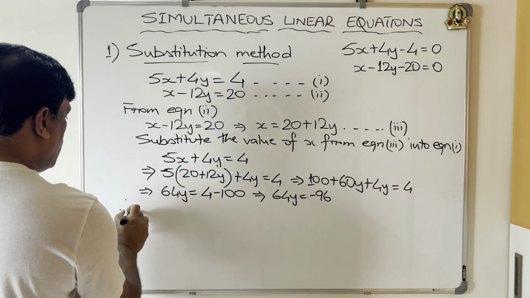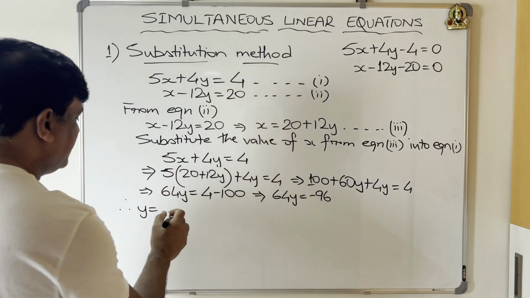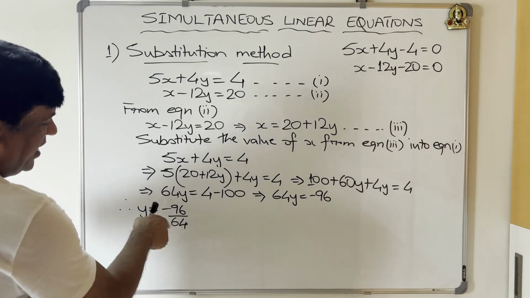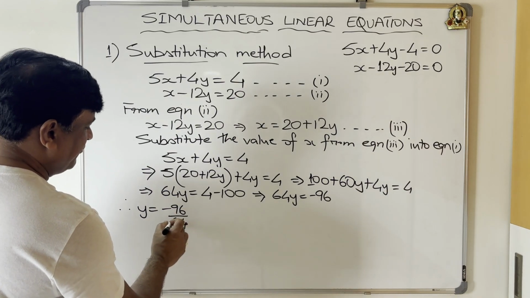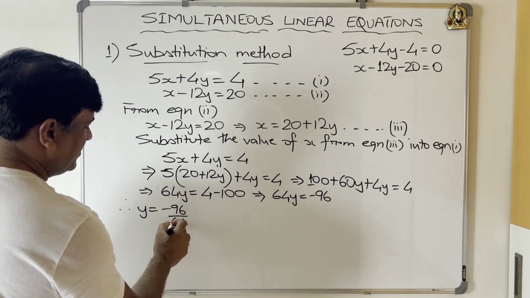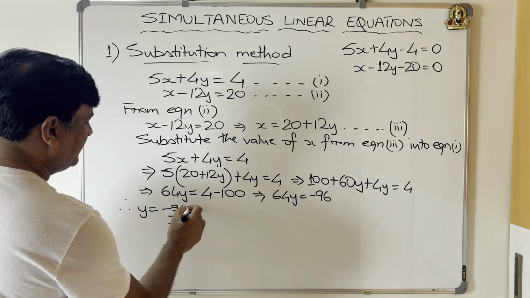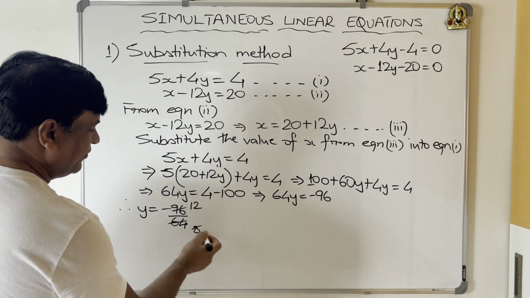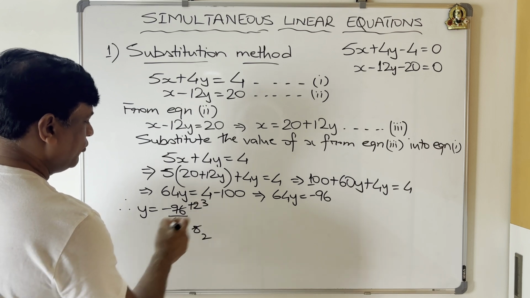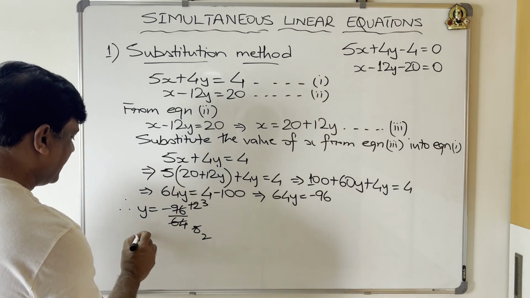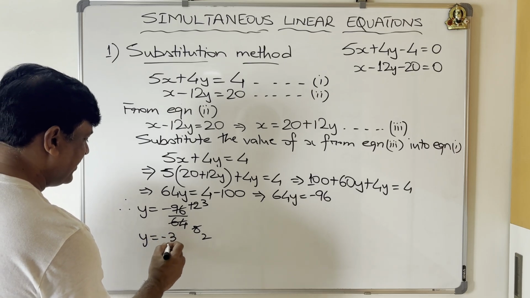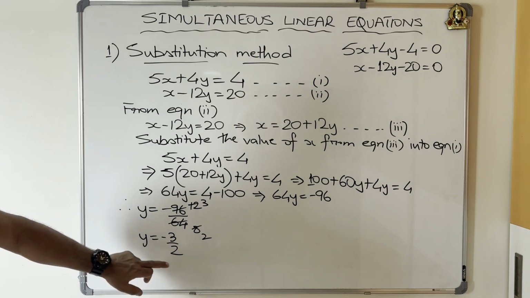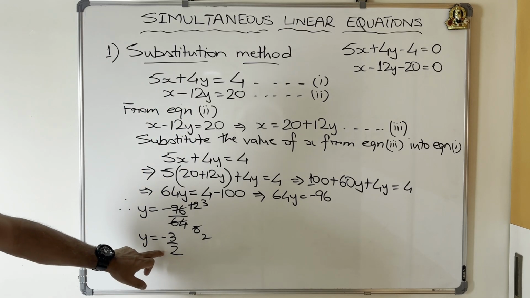So what is the value of y you are getting? y = -96/64. Both are divisible by 8. 8 ones are 8, 8 twelves are 96, and 8 eights are 64. This goes with 4 as well: 4 twos are 8 and 4 threes are 12. So what value of y did you get? You got y = -3/2. You got the value of y. That is the point where these two lines will meet.